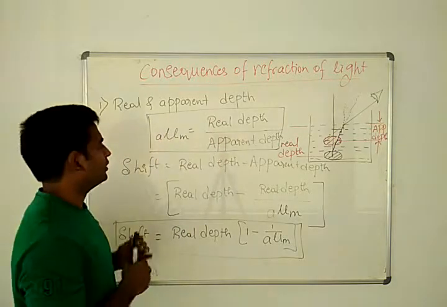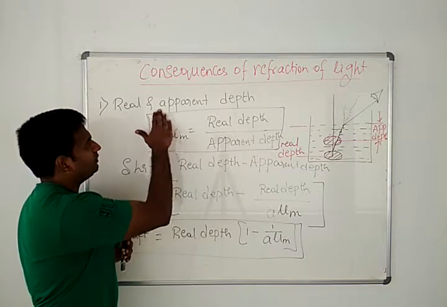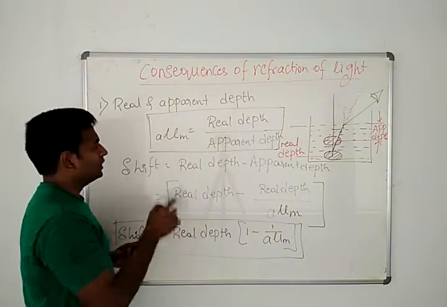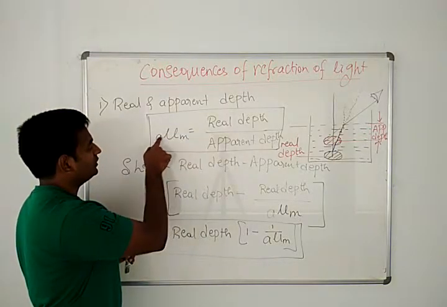This relationship is an important one. The relationship between apparent depth and real depth is mu is equal to real depth by apparent depth. So mu of the medium with respect to A.